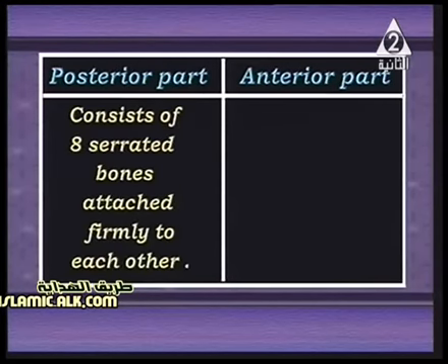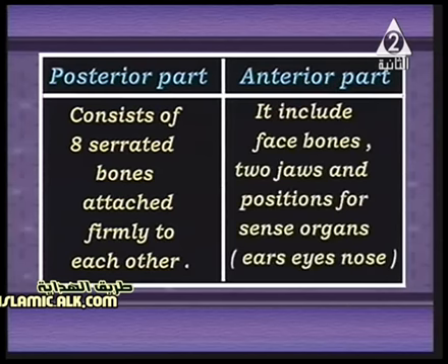The posterior part, the cranium, consists of 8 serrated bones. They are attached firmly together, okay, to preserve the protection for the brain. While the anterior part contains what? The face bones like the upper jaw, lower jaw, and positions for sense organs like eyes, nose, and ears, okay?